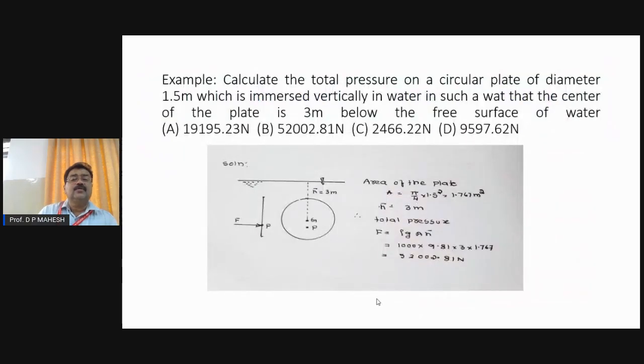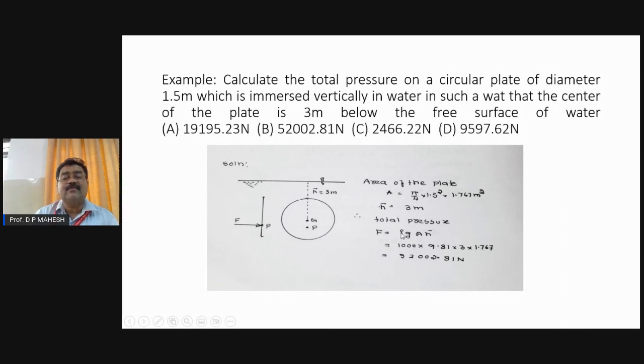So now, with this background, in hydrostatics, we have a numerical problem. Let us read the numerical problem. Calculate the total pressure on a circular plate of diameter 1.5 meter, which is immersed vertically in water in such a way that the center of the plate is 3 meters below the free surface of water. Here you have four options. So what is the total pressure? Total means the capital F value.